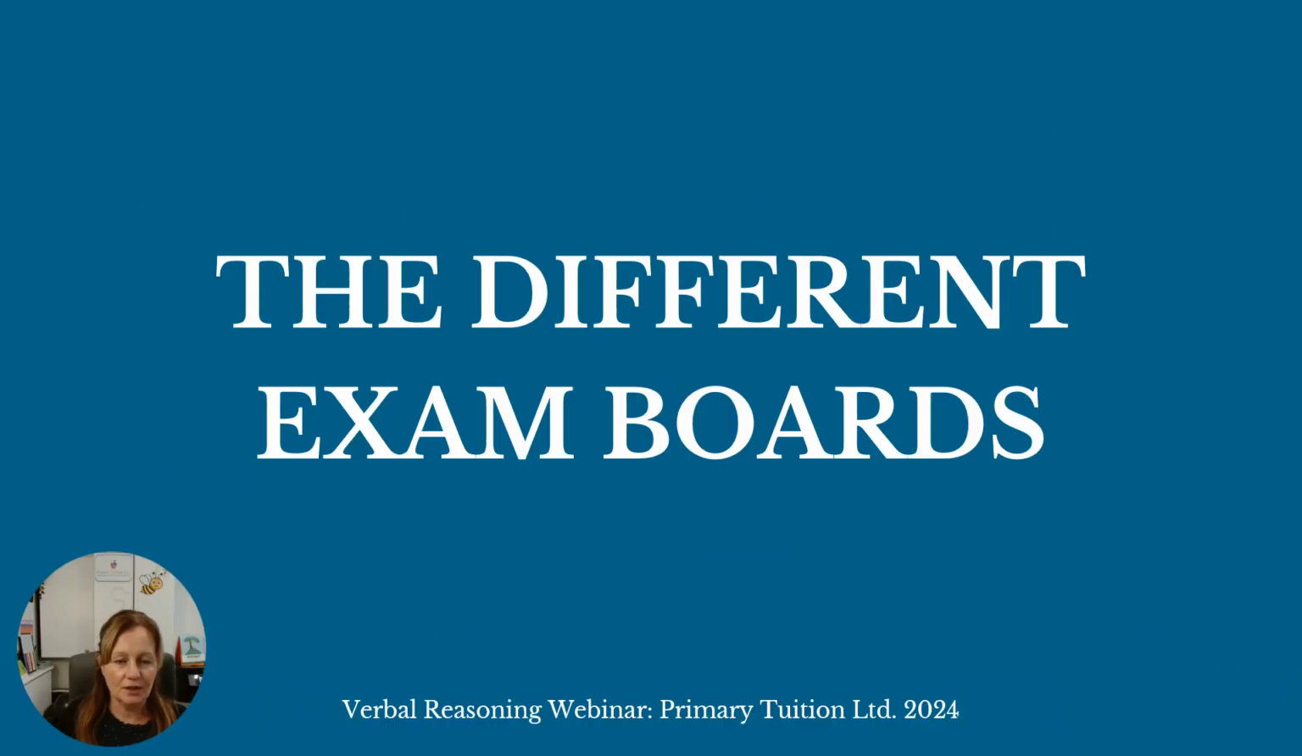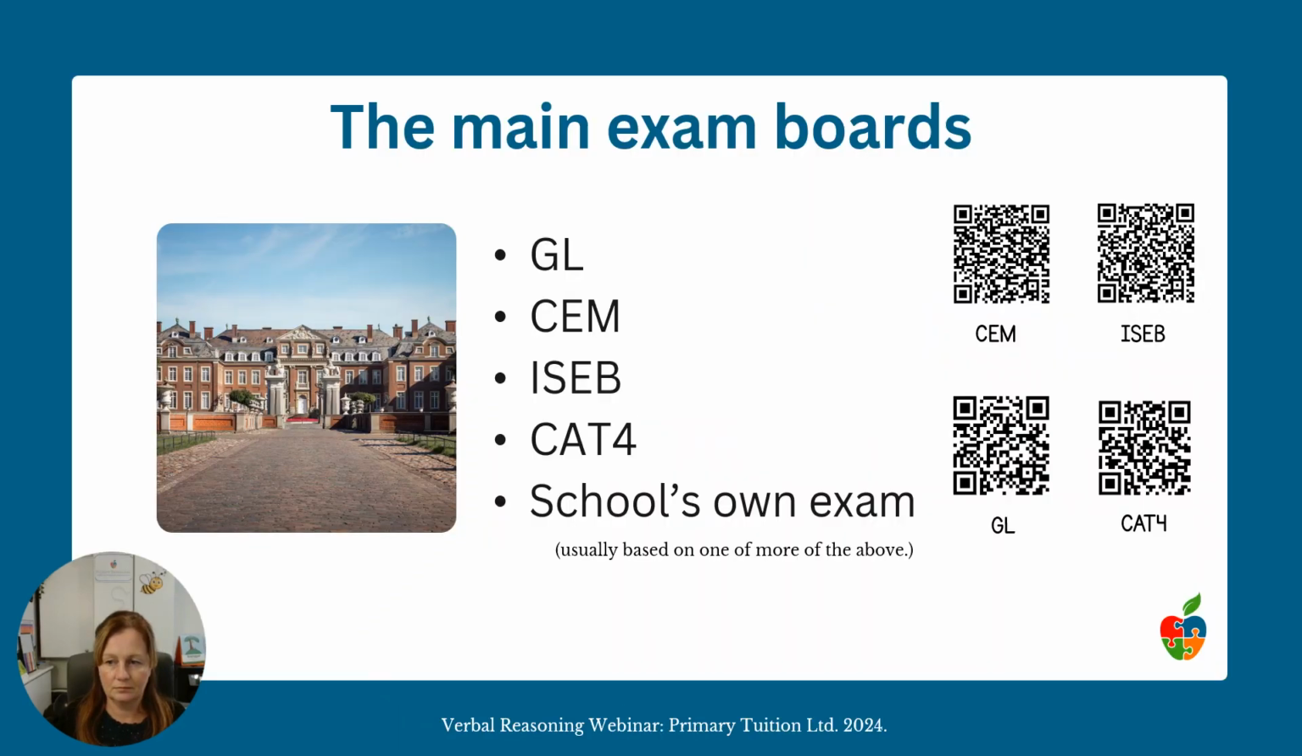So let's first of all look at the different exam boards used by different grammar schools for the 11 Plus exam. There are four main exam bodies used in the 11 Plus entrance exam. They are the GL exam board, the CEM exam board, the ISEB exam board, and the Cat4 test. Schools sometimes use their own exam as well, but it's usually influenced by one or two of those above exam bodies. On the right of this screen, you'll see 4 QR codes, and that will take you to each exam body. Usually they share some practice papers or some practice materials to show you how their exams are laid out.